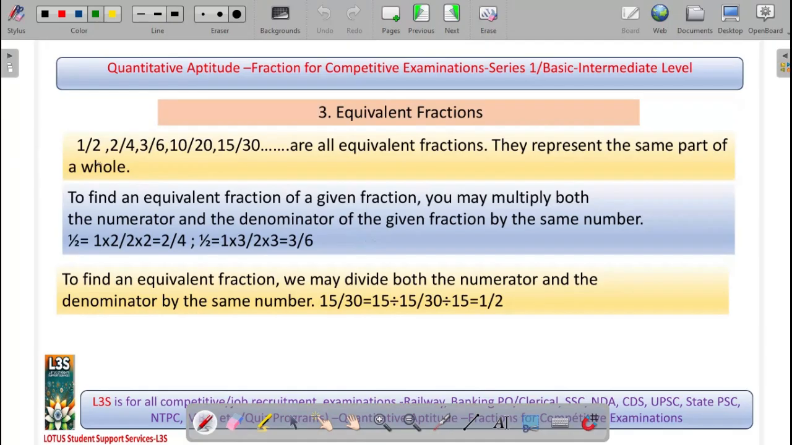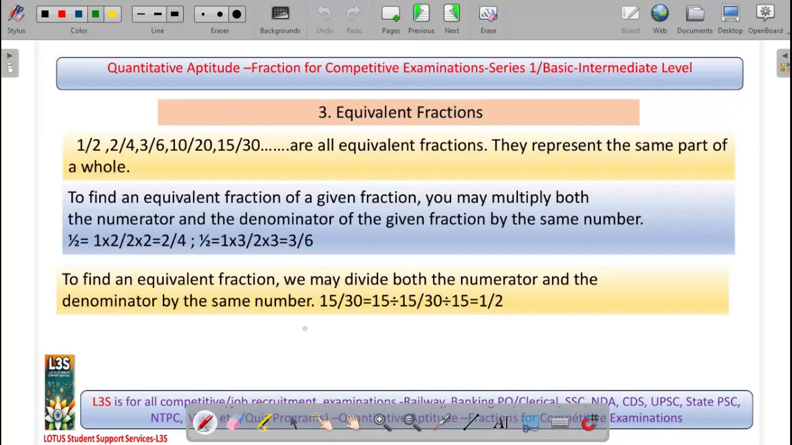So here 1 by 2 is there, and we have to make the denominator 6. So we have to multiply by 3. We multiply both numerator and denominator of 1 by 2 by 3. So we'll get 3 by 6. Here also similarly it is shown.